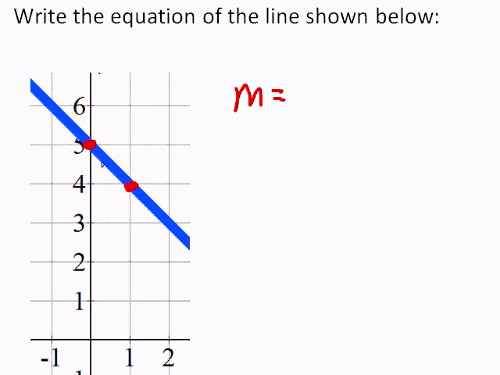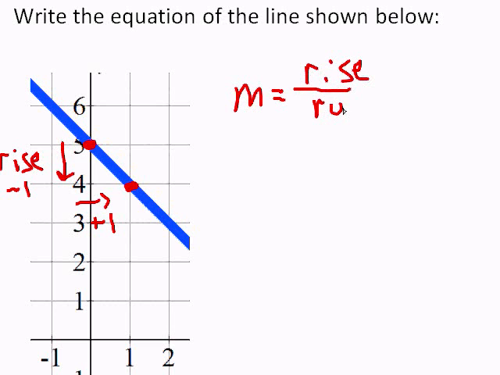I went in and found a couple of points on the graph where it crossed through the corners, giving me whole values, and I noticed that my rise is -1, and my run is +1, which means my m value, or my rise over my run, is equal to -1 over 1. -1 over 1 reduced is just -1. So my m is -1.